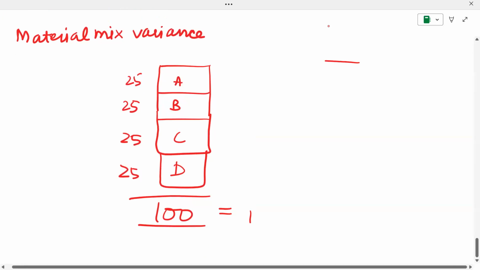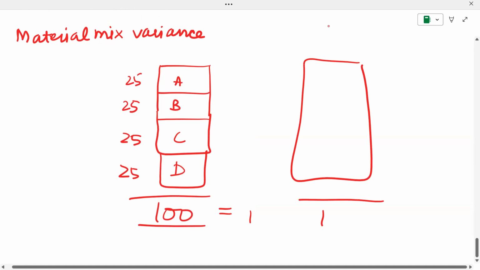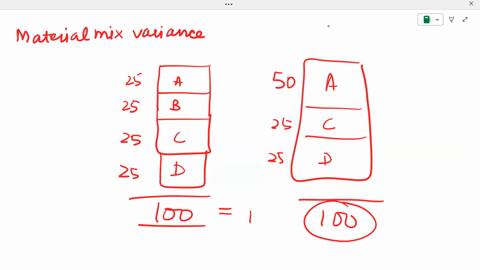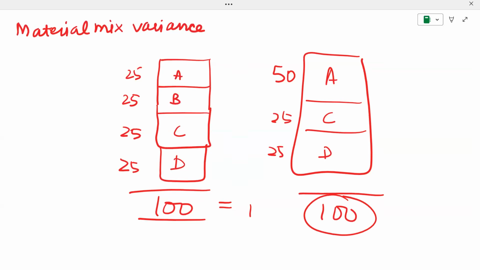What do we mean by the materials being interchangeable? It means that even if, to produce this entire 100, I am taking, let's suppose, 50 units of A, and then 25 of C, and then 25 of D, that still means this will be produced. So that is what we mean by the materials being interchangeable, that it's okay if we use one material in place of the other material.